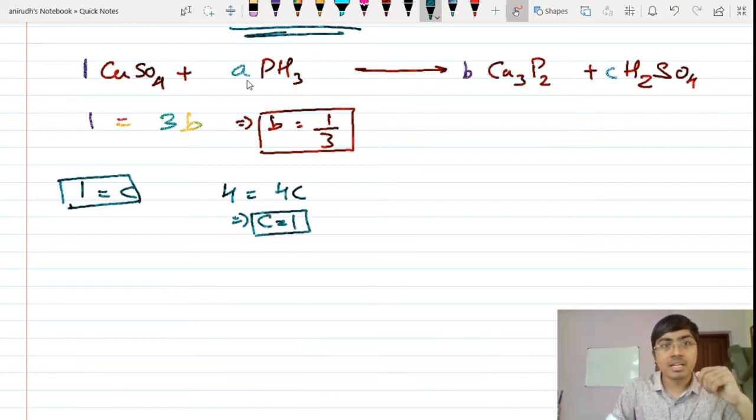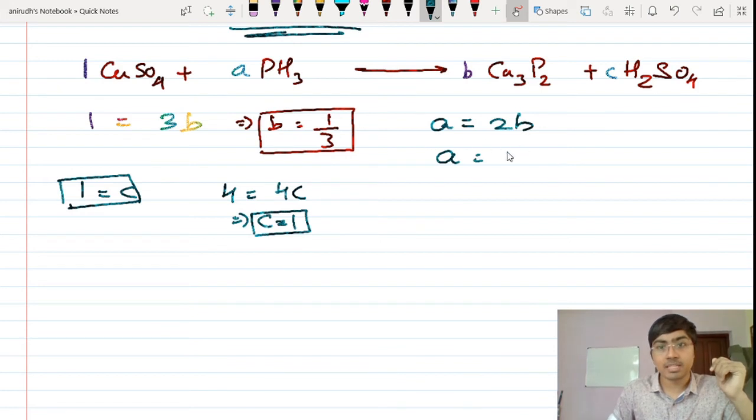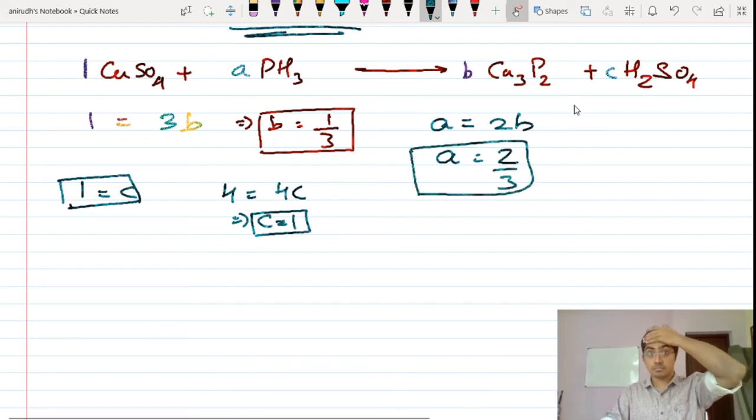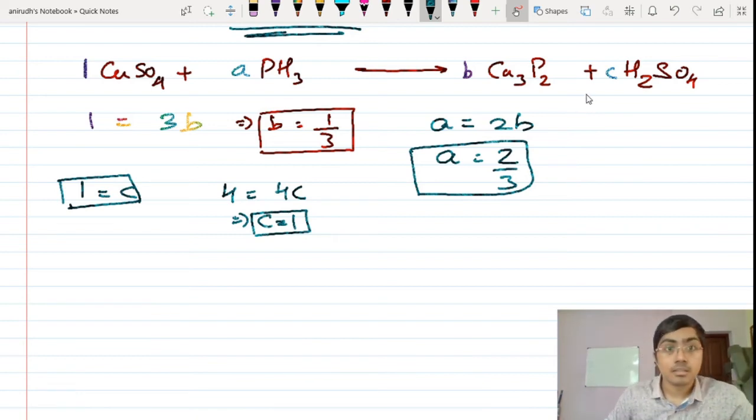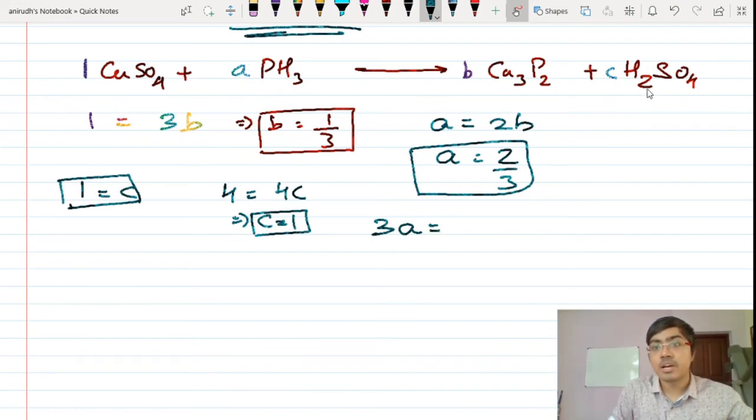Now coming to this part, A phosphorus atoms are there. A is equal to 2B, or this implies A is equal to 2 times 1 by 3, isn't it? This is 2 by 3 then. Right? Okay, fine. Now there are 3A hydrogen atoms here, 3A hydrogen atoms, and here you have 2C hydrogen atoms. Right. So from here what is C then? C is 1. Yeah, C is again 1.